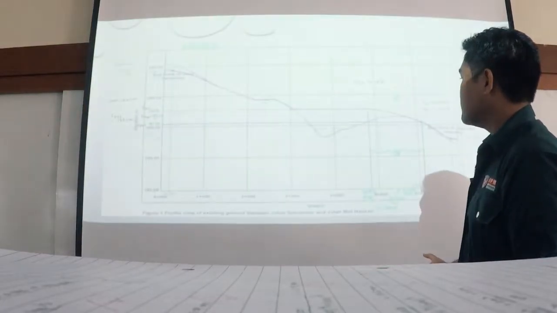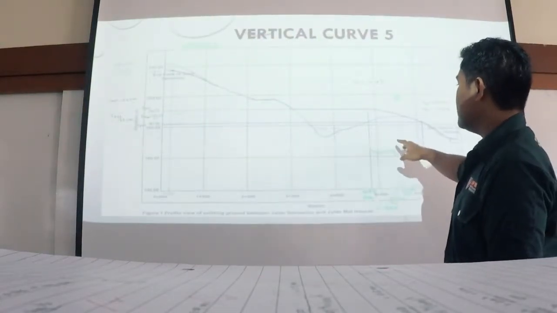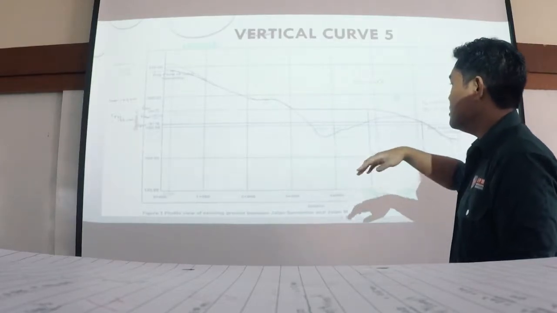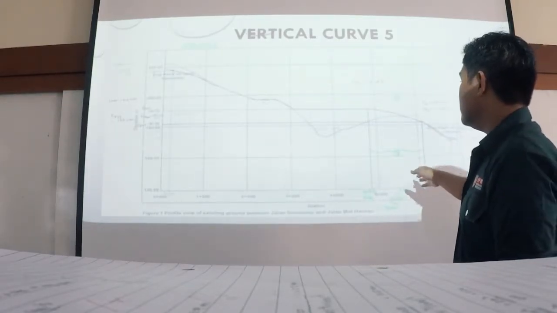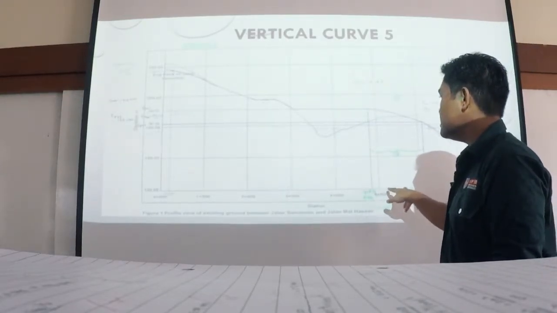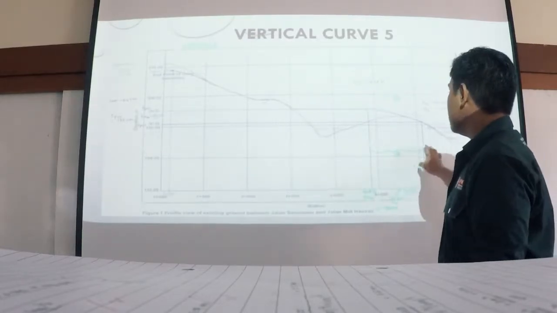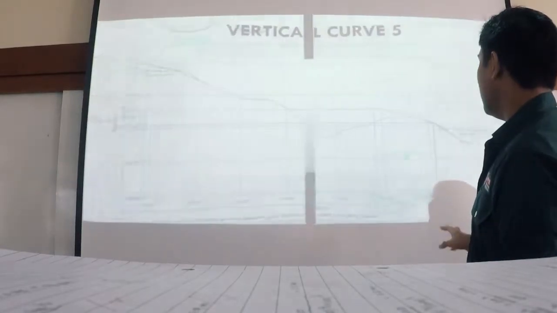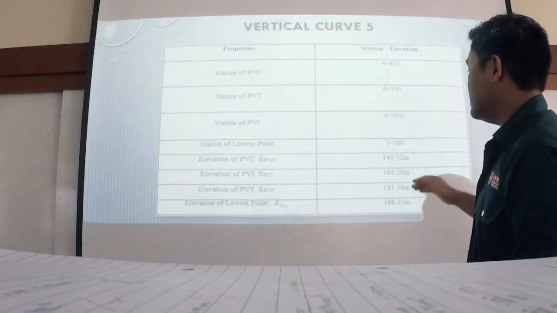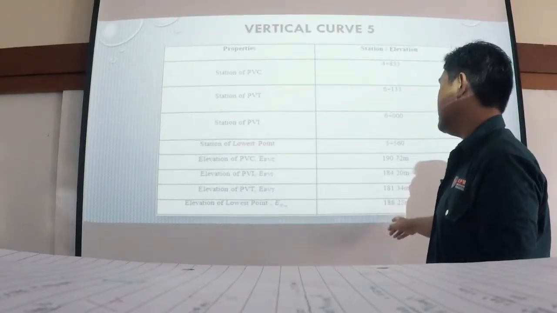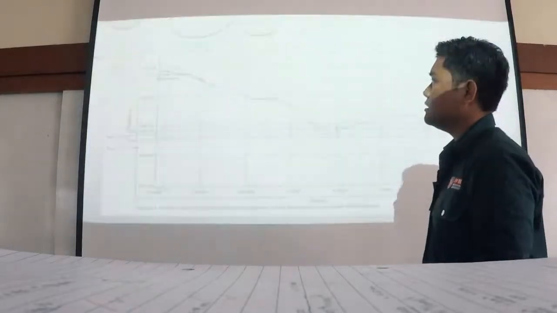Okay, the second last, the curve is located after the bridge. It is the longest distance from the others. We got the value of SM for the elevation 188, which is near to 190 meter.